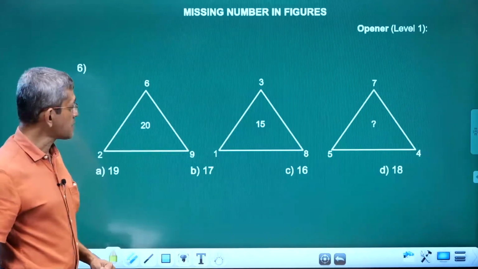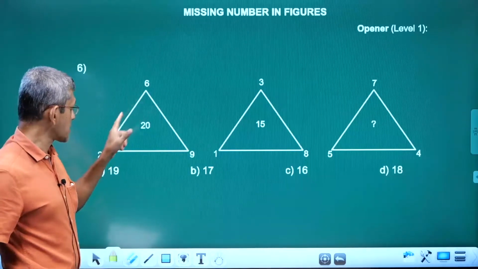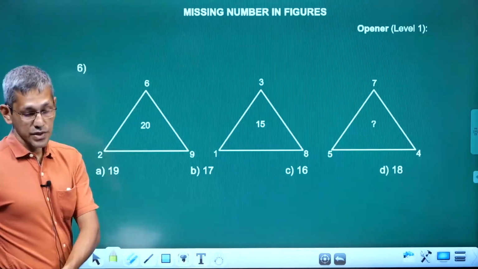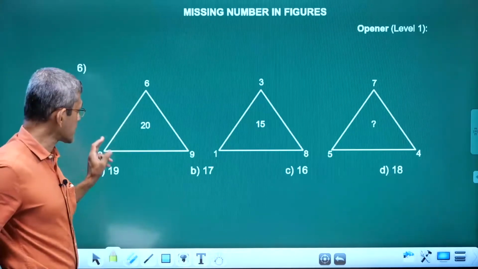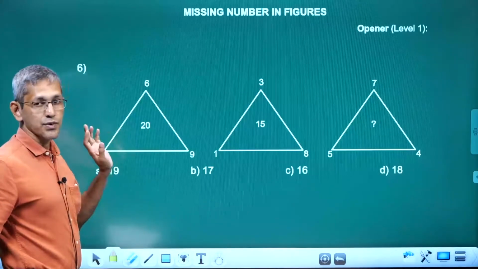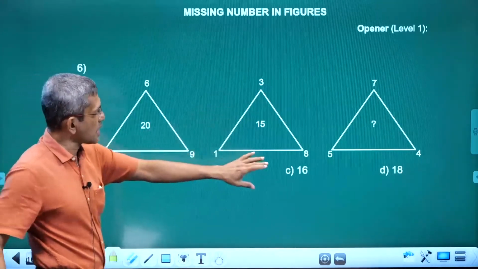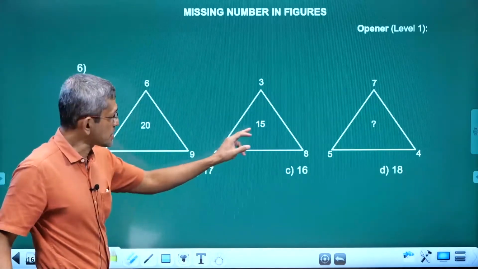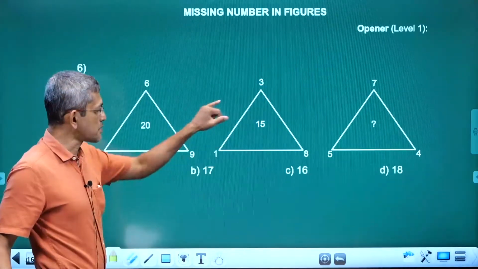So what kind of pattern you see here? 6 plus 2 is 8. 8 plus 9, 17, right? 17, and we have 3 numbers here, 3 numbers. So that's 17 plus 3 is 20. So how about we have here 8 plus 3 is 11. 11 plus 1 is 12. 12 plus 3 is 15. Why that 3? 3 numbers are here.